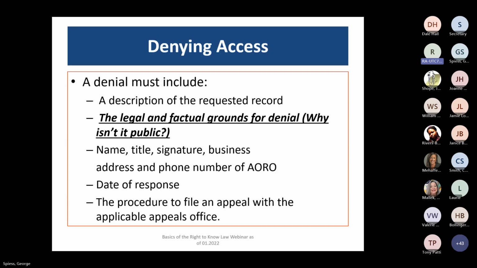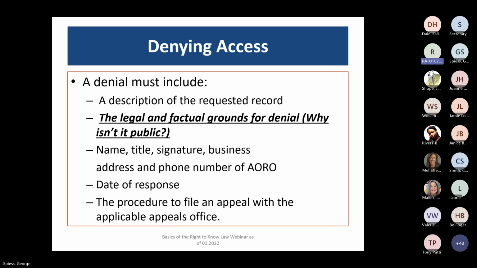So the first thing you do is provide a description of the requested record. Why would you do that? Sometimes it's not exactly clear what the person's asking for. So you would say, we got your request, we think this is what you're asking for. You more or less put it in your own words. Then you provide the legal and factual grounds for why you're saying these records are not public. Usually you end up citing one of those 30 exemptions within the Right to Know Law and making the connection as to why these records fall within that exemption. That's usually how it works.